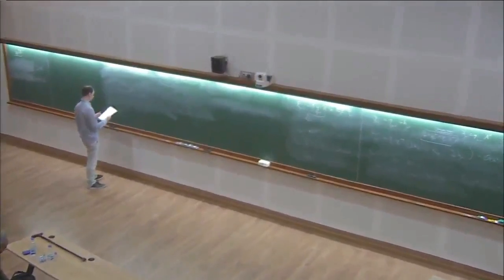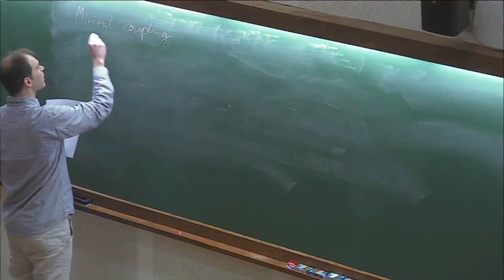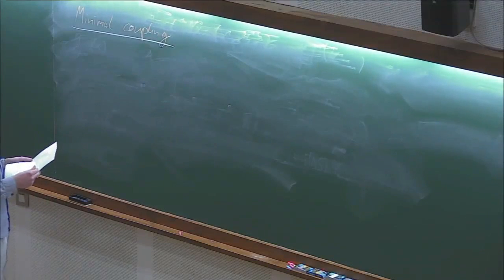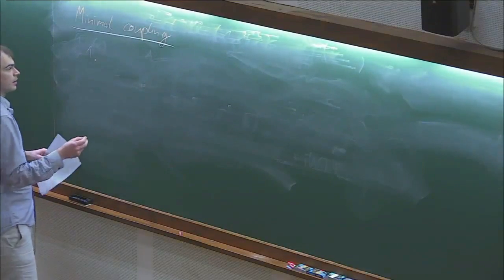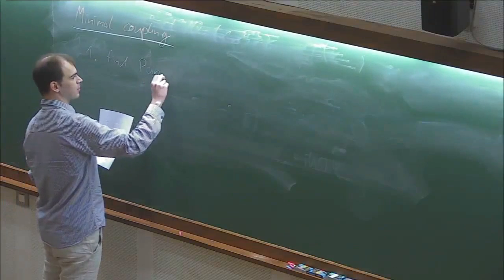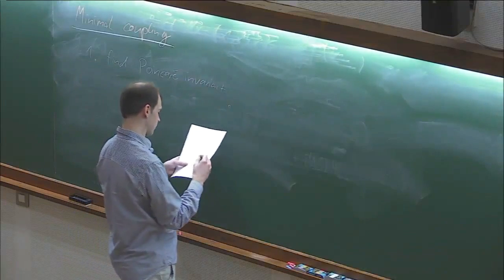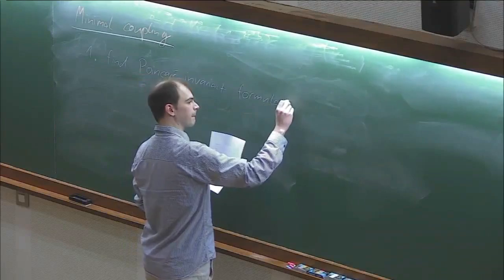So the first thing to consider is the minimal coupling principle. If you have some matter and you want to couple it to gravity, then the usual prescription has three steps. The first step would be to find a special relativistic, so a Poincaré invariant, description or formulation of your matter field.